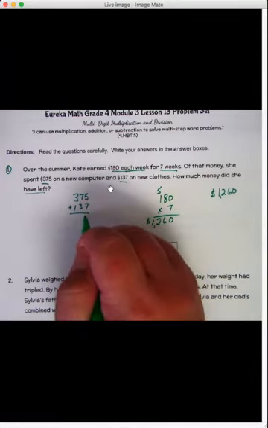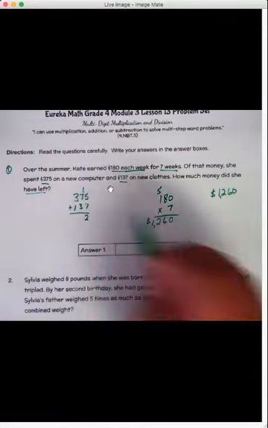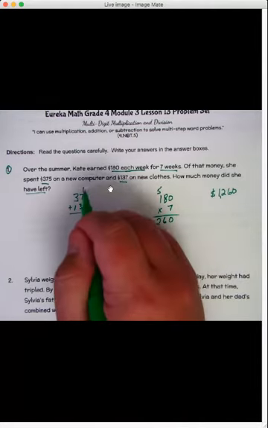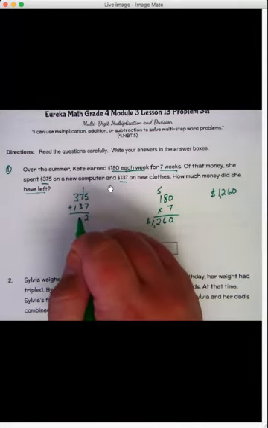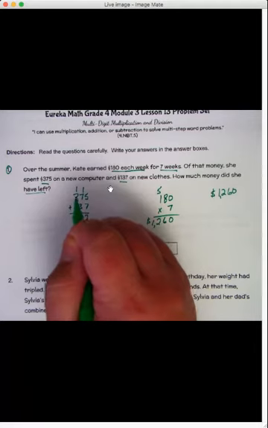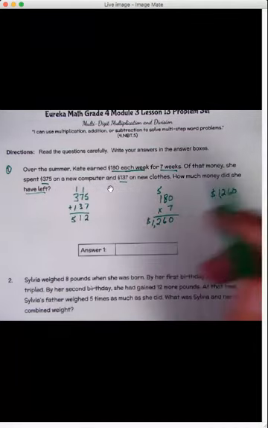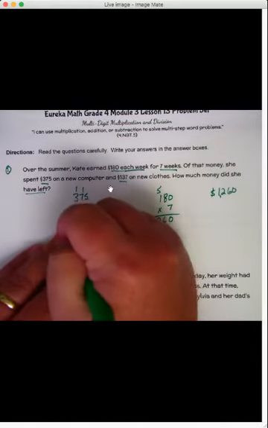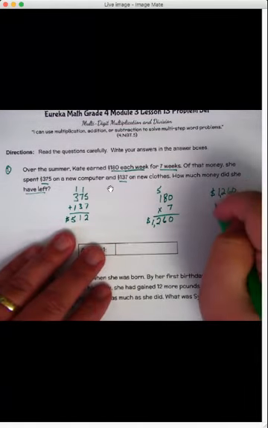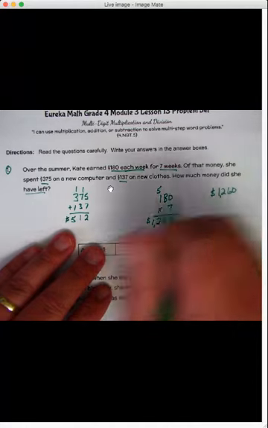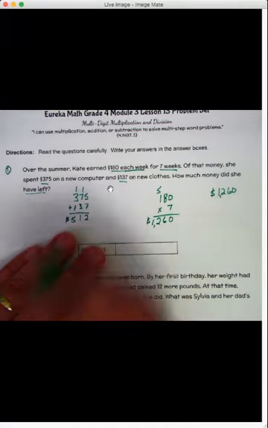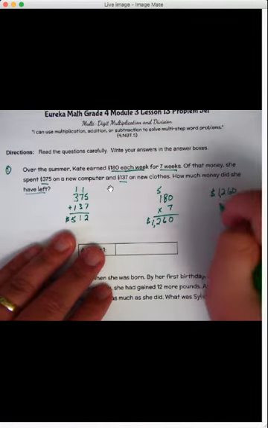5 plus 7 is 12. Put our 2 down, carry our 1. 1 plus 7 is 8, plus 3 is 11. Put our 1 down, carry our 1. 1 plus 3 is 4, plus 1 is 5. So she spent $512. She earned $1,260 and spent $512. How much does she have left? Well, now it's time to subtract.